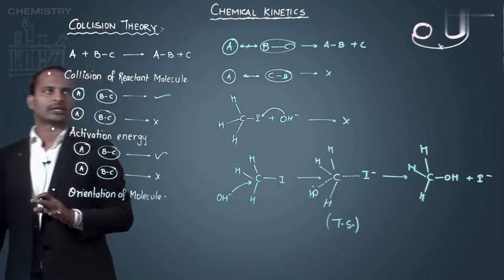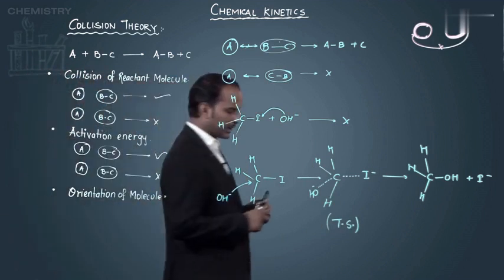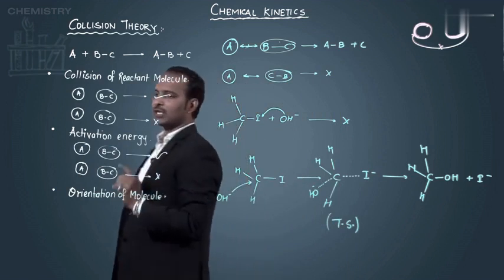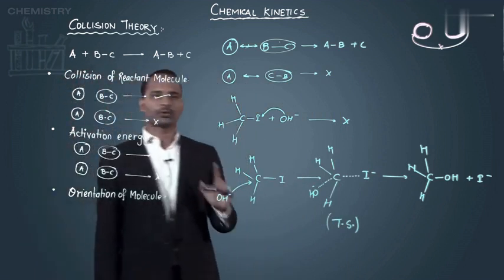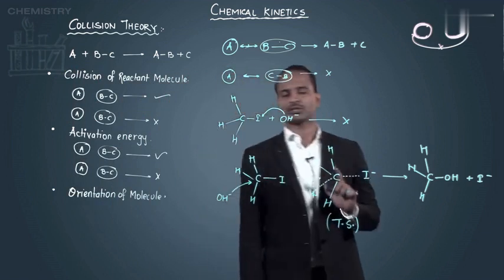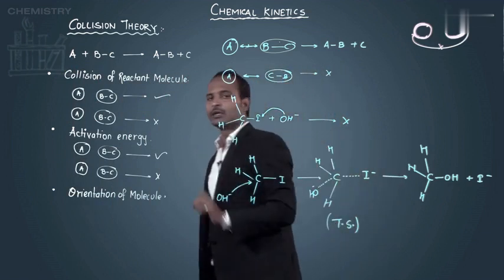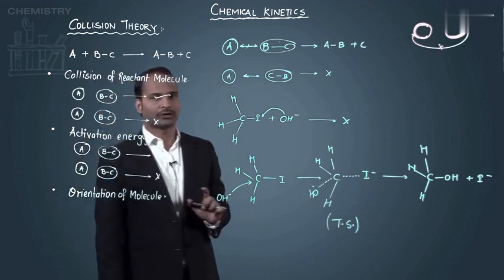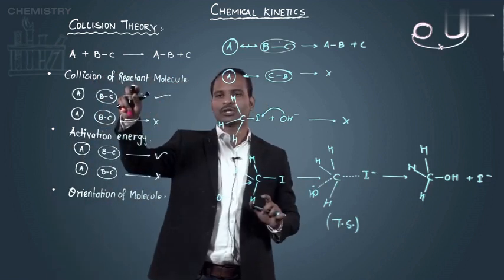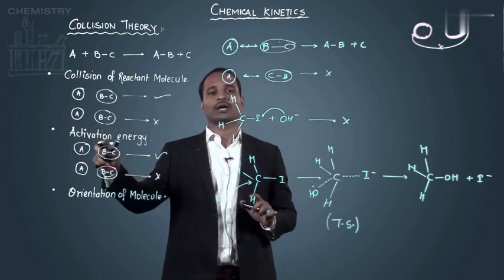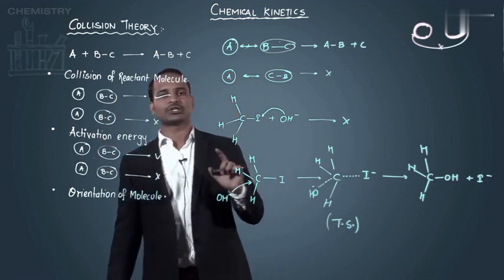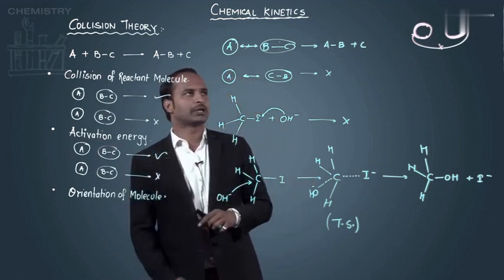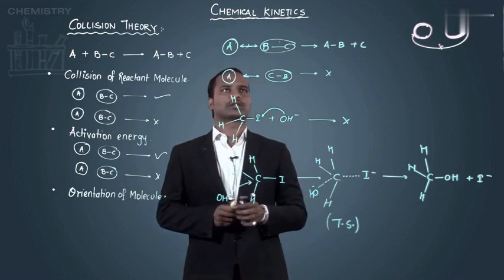So according to collision theory, I can say a reaction will take place only if molecules having activation energy collide together with the proper orientation. If all three criteria are fulfilled, then only the product will form. If any of the criteria is not fulfilled, the product will not form. So there should be a collision of molecules. The molecules should have energy either equal to or more than the activation energy, and the molecules should be properly oriented.